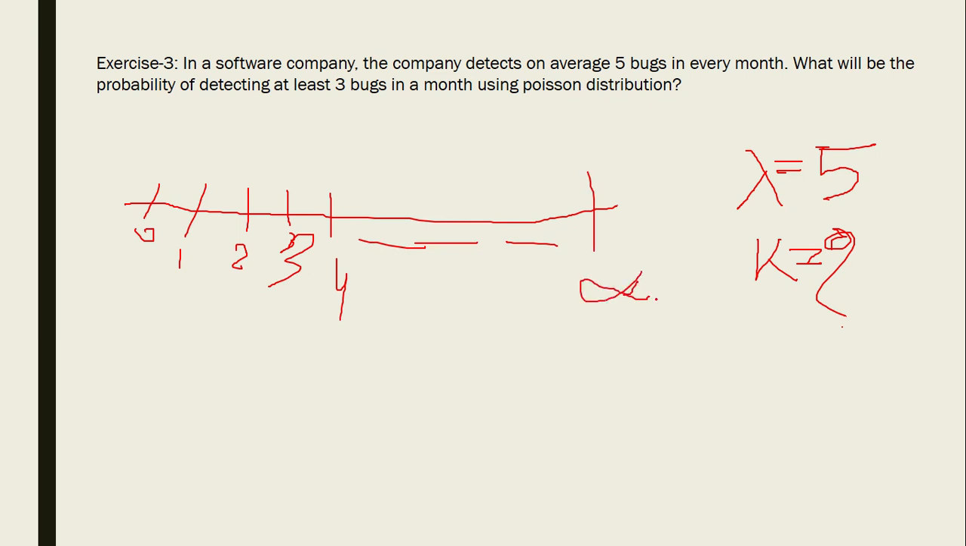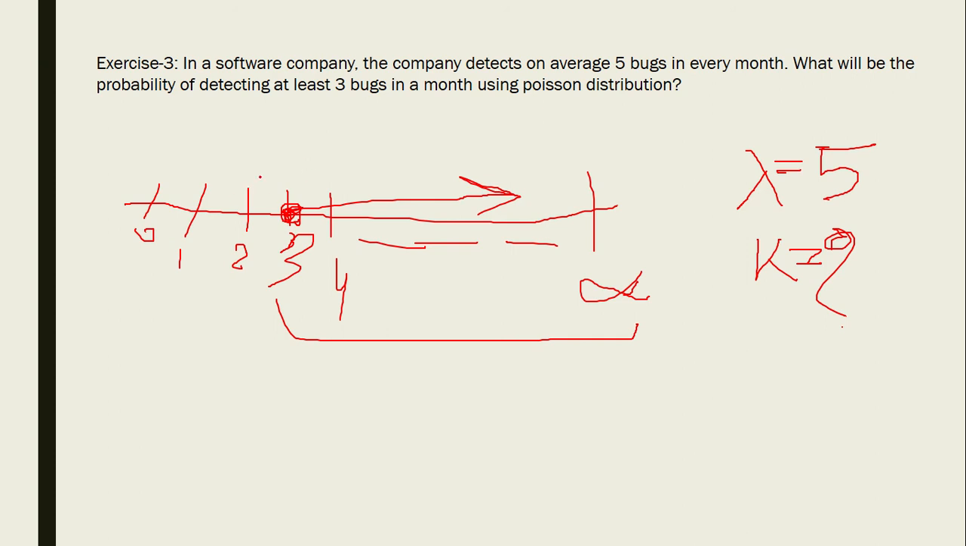So we need to find that at least 3 bucks. At least 3 bucks means what? It is from 3 all the way to the positive infinity, right? As there is no upper limit. So we need to find the probability of this, but is it possible to find the probability of this? It's a huge range, right?